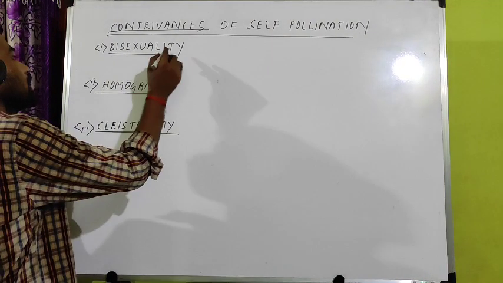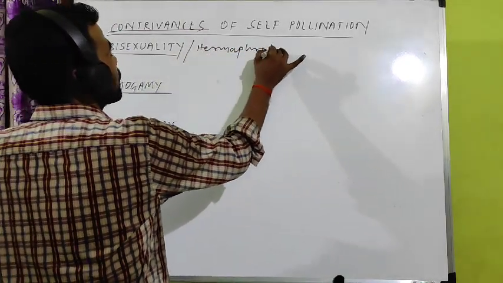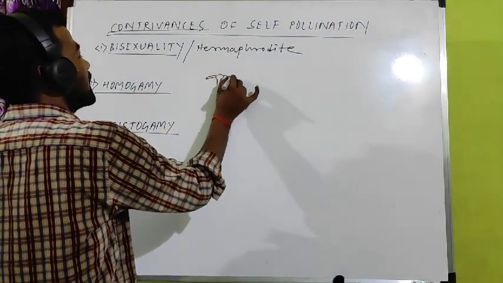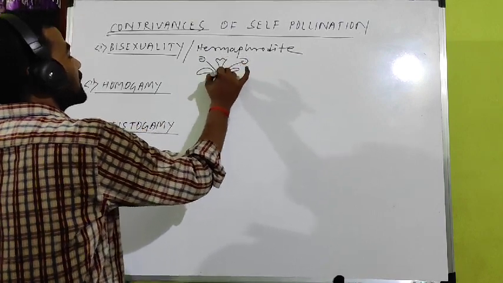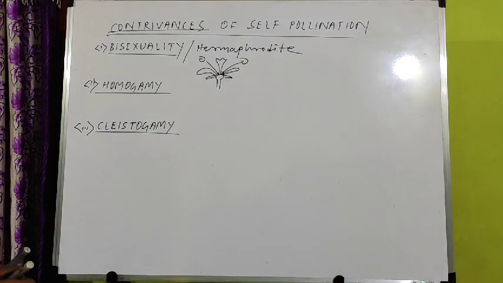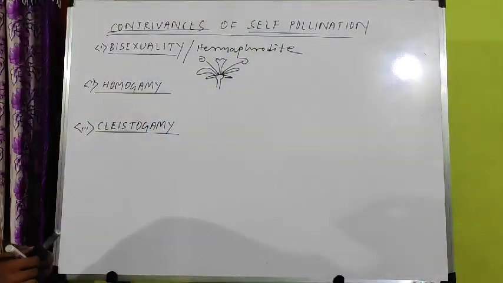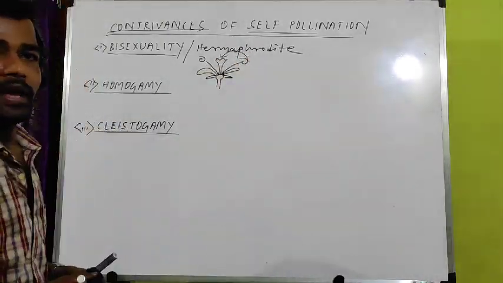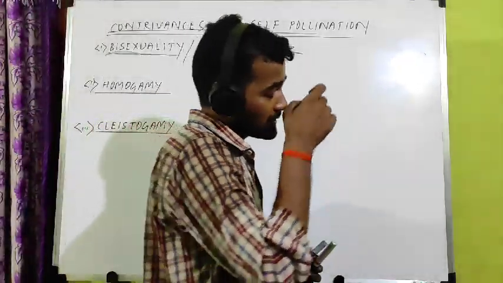First is bisexuality. A bisexual flower is also called a hermaphrodite. Bisexual means a flower contains both stamen and carpel: first part is sepal, second is petal, third is stamen, last is carpel. Already we have discussed autogamy, a type of self-pollination, and we are discussing causes of self-pollination. What is autogamy? Transfer of pollen grain from anther to stigma of the same flower, and the same flower means the flower is bisexual. Autogamy only takes place in bisexual flowers.